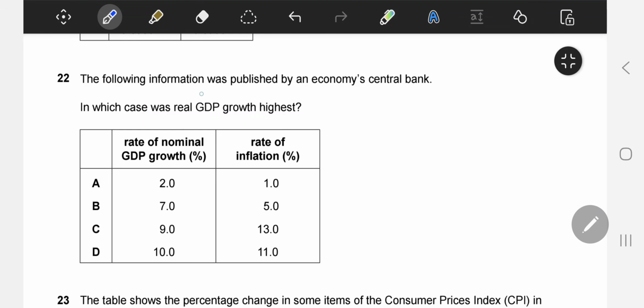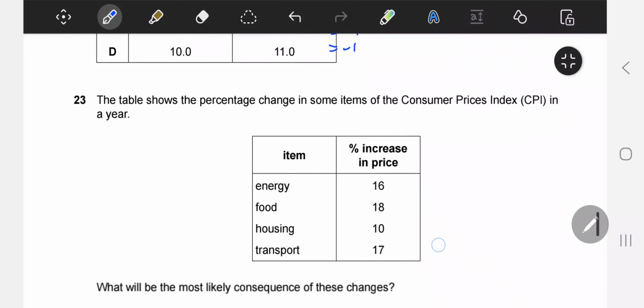Okay, the following information was published by an economist central bank. In which case was the real GDP the highest? Real GDP the highest. So here the growth is just 1. The growth is 2 here. The growth is minus 4. So negative 4, and here the growth is negative 1. So the highest would be B for 22. Let's move on to 23.